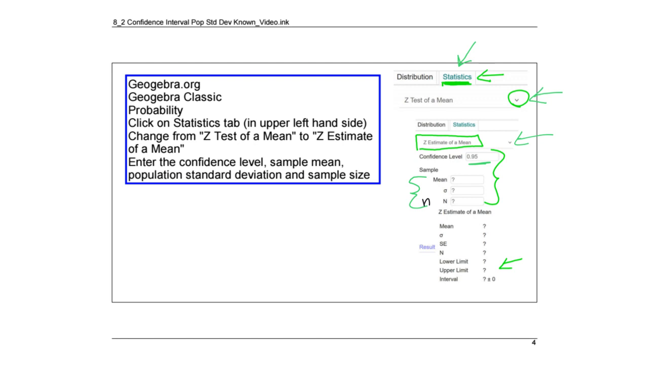The other thing is the question marks stay put. So make sure that you delete the question mark before you type in your data. Otherwise, it's not going to take it. It's not going to be happy. So we'll put in the confidence level, the sample mean, the population standard deviation, and the sample size. And GeoGebra, like magic, is going to give us our lower limit and our upper limit. So it's going to give us the confidence interval.